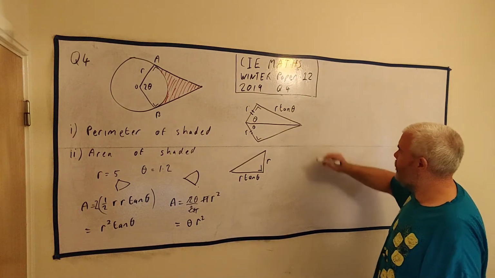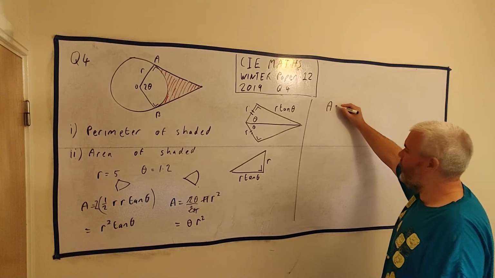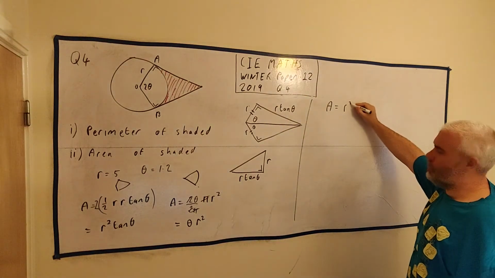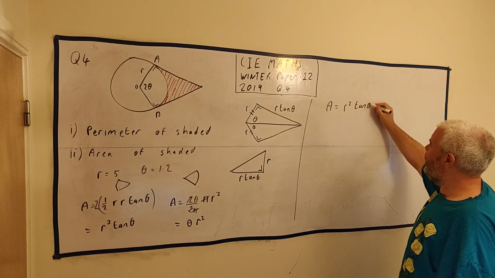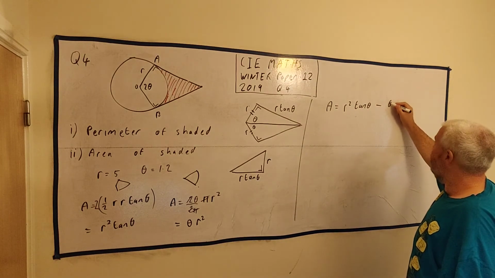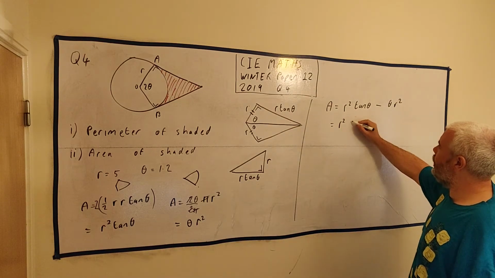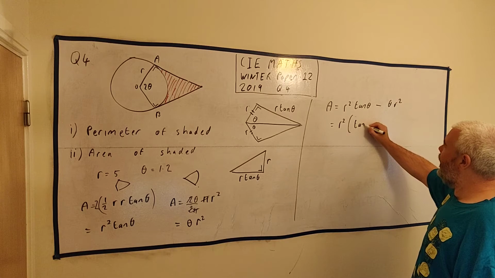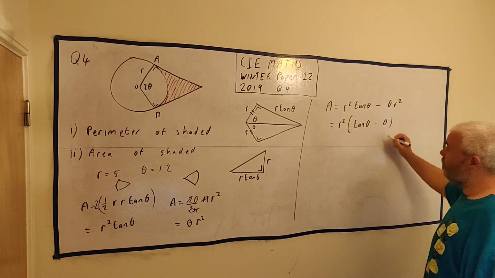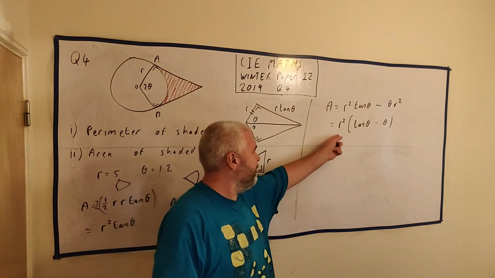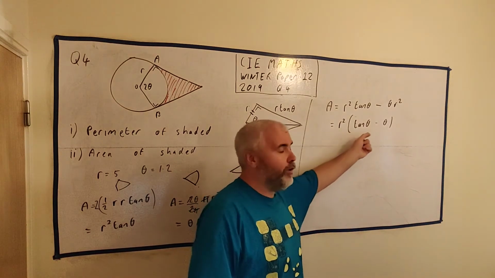So the final answer is the area is equal to r squared tan theta minus theta r squared, or let's make that a little neater, r squared, tan theta minus theta. That would be the area, and they could ask you this in the exam. They could ask you to find the area in terms of r and theta.